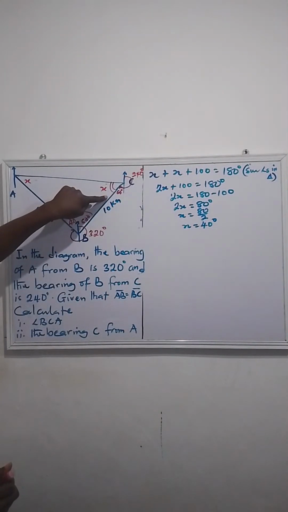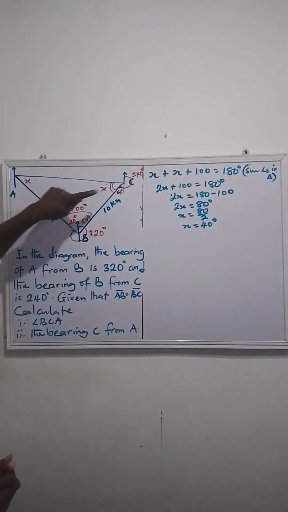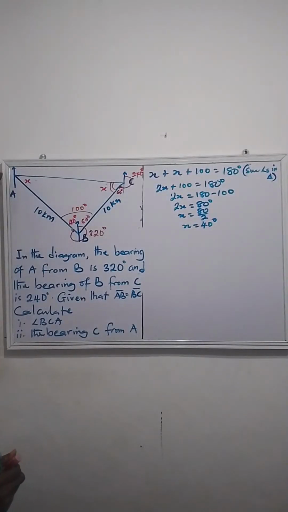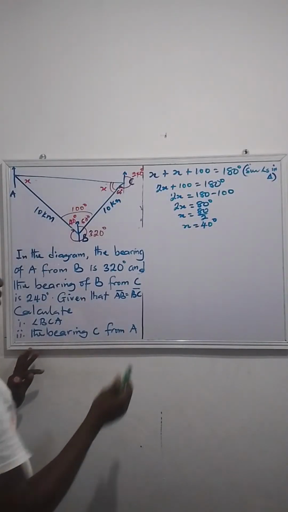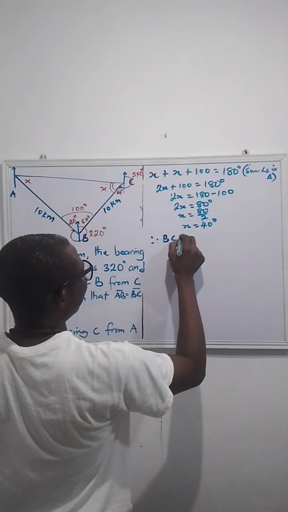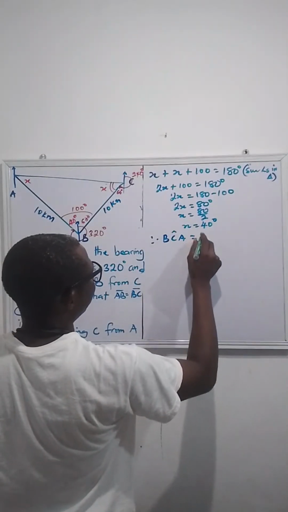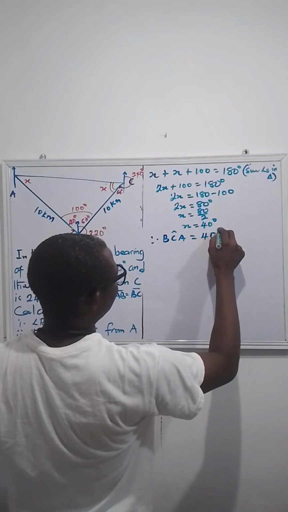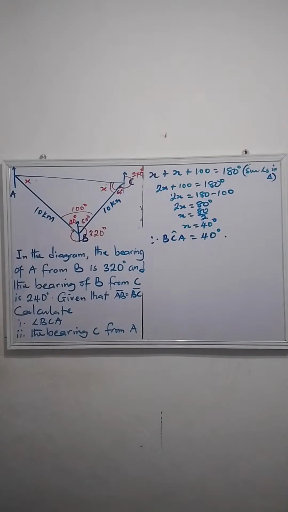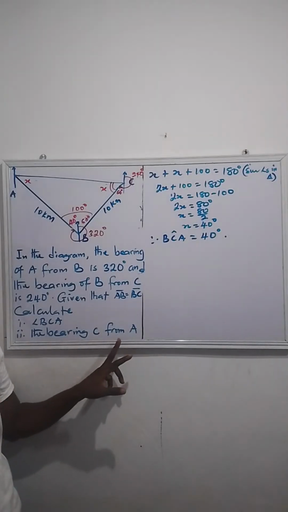And that happens to be angle ACB, or angle BCA. So we say, therefore, angle BCA is 40 degrees. That is the answer to that. Now let's move down to the second part of the question. The question wants us to calculate the bearing of C from A.